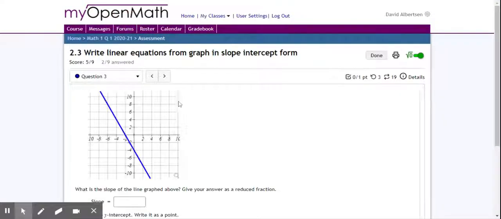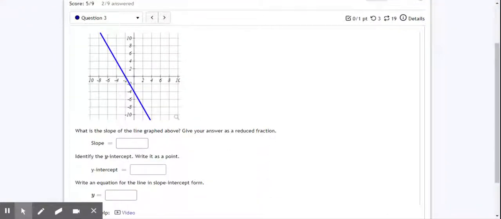Let's try another one. So this one's going to ask us to do the whole thing. Find the slope, the y-intercept, and then write the whole equation. So our slope, let's pick a color here. Let's find a dot, and let's find another good intersection there, and let's count. And I think we're going down 4 over 2.